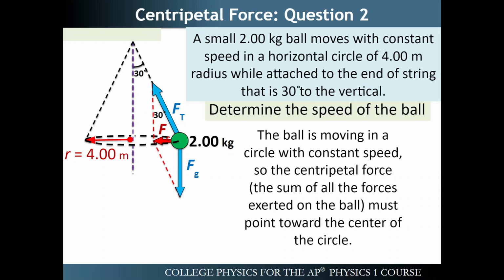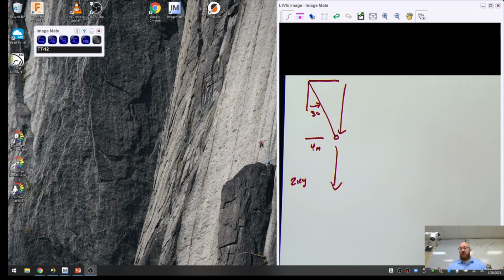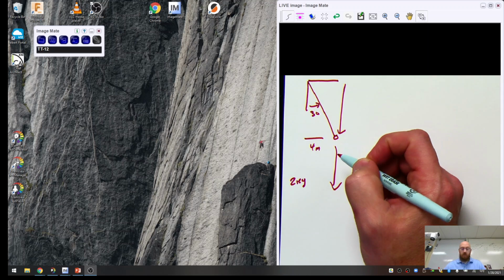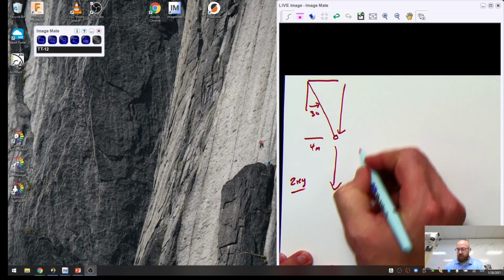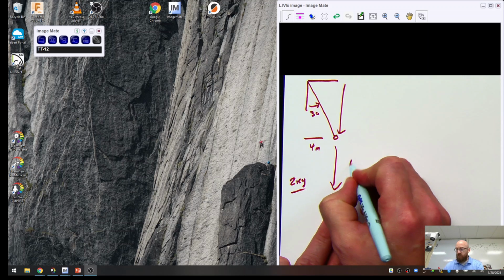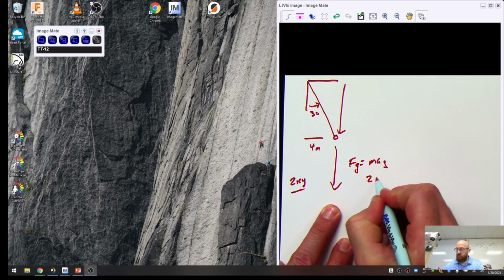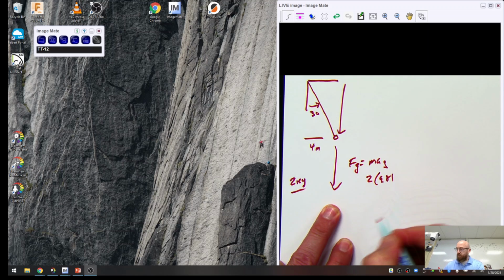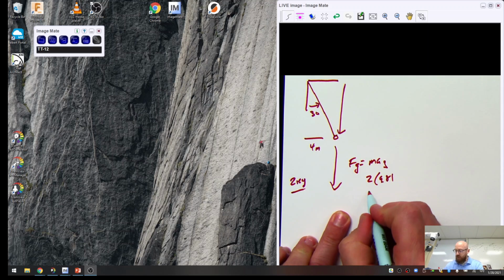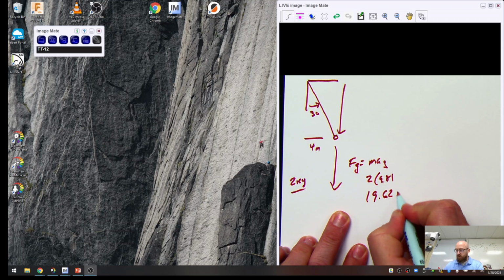Nope. Come on. There it is. So here we go. I'm going to show you the way I did this. So I knew the mass is 2 kilograms. So I knew F of G down here, mass times acceleration due to gravity, 2 times 9.81. F of G has to be 19.62 newtons.